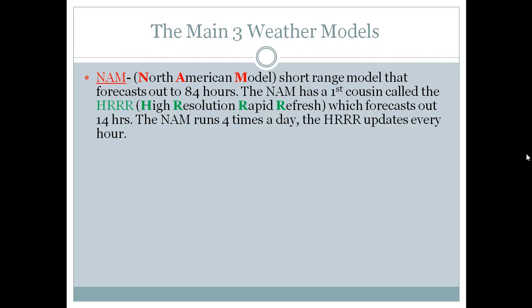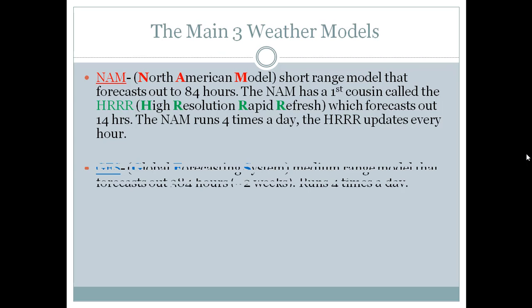The second weather model that we use often is called the GFS. It stands for the Global Forecasting System. This is a medium-range model that will forecast out to 384 hours, which is about 2 weeks. And this also runs 4 times a day, and it's also an American-made model.